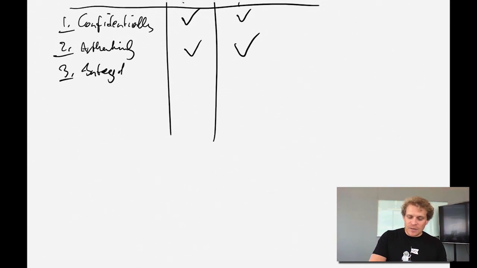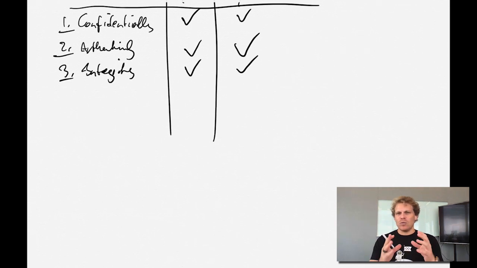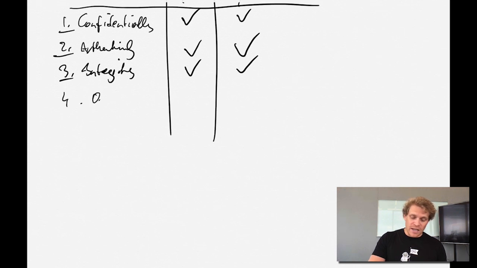Integrity means the process I'm using makes it clear that nothing was fiddled around with. And this is important for the entire algorithm. So we always need to have confidentiality. It's going to be very interesting, especially when we talk about the elliptic curve digital signature algorithm. Authenticity, integrity. And the fourth one, and that's the most important one, is ownership.